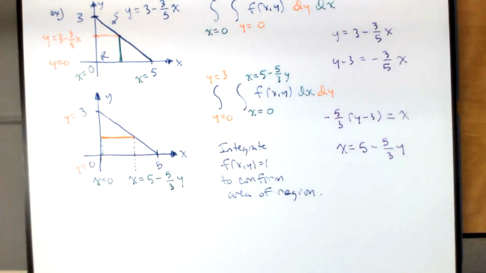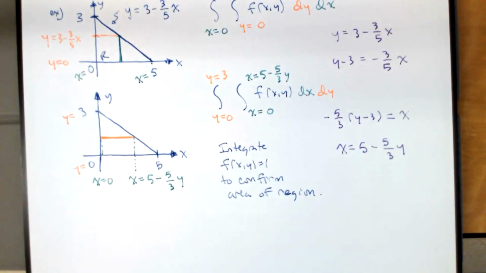So integrate the function f of x y equals 1 to confirm the area of the region. Since it's a triangle, no problem. We're just trying to tell the integral what values of x to plug in, then what values of y to plug in. Questions?